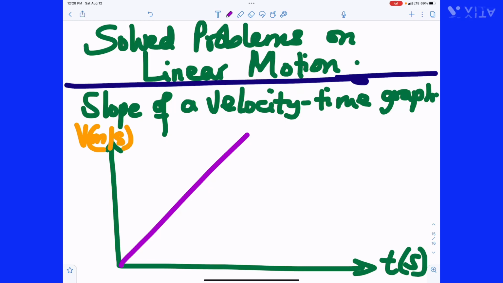Now let's go to some simple problems on linear motion. First of all, let's look at the meaning of the slope of a velocity time graph. Given any 2 points on the slope of a velocity time graph like this, these 2 points have coordinates T1 and T2.